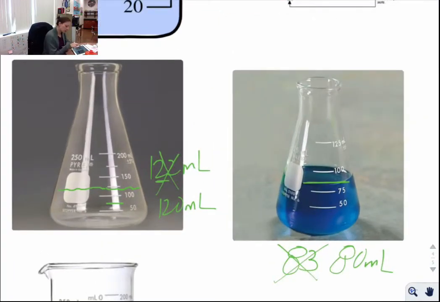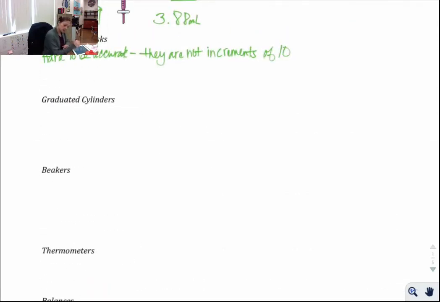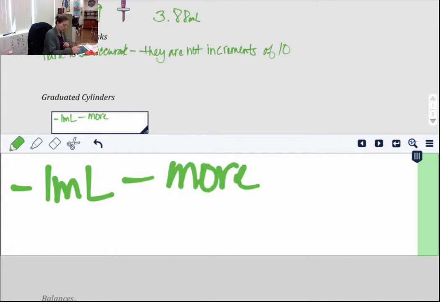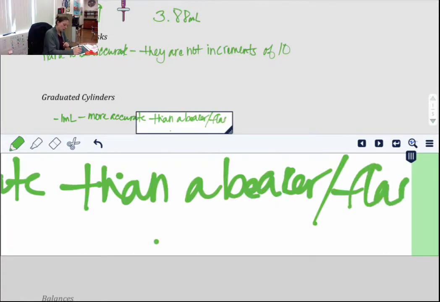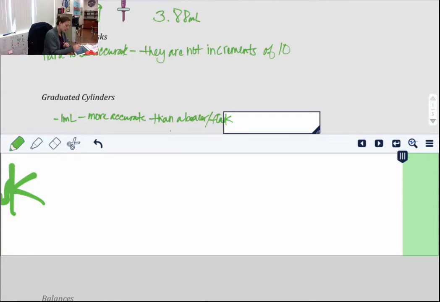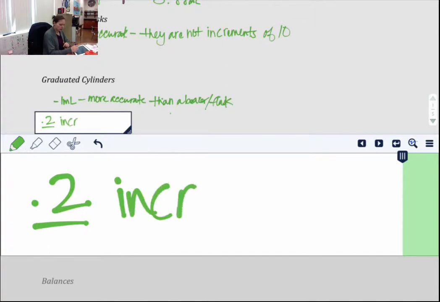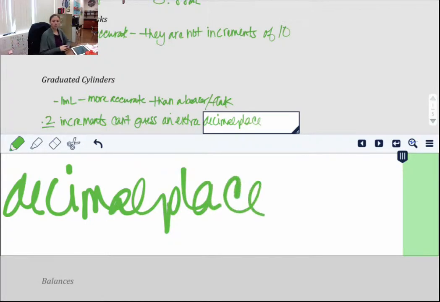All right, let's look at graduated cylinders. A graduated cylinder is a lot easier to read. They tend to go up by 1 milliliter. Most of them are much more accurate because they usually have nice increments that are powers of 10. I will tell you that even though they are better than a beaker or a flask, please be careful, because sometimes they'll go up by 0.2, and 0.2 is not 0.1. So if it goes up by 0.2 increments, you can't guess an extra decimal place. And we're going to look at a couple of examples.